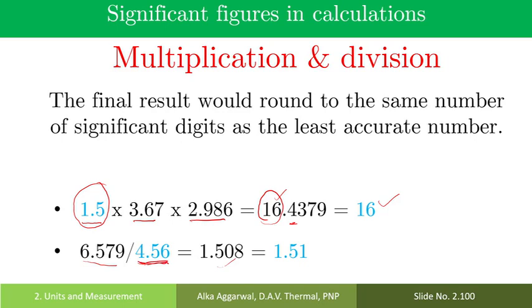So we have to drop 8, which is greater than 5. So the preceding digit is raised by 1 and the result is 1.502.